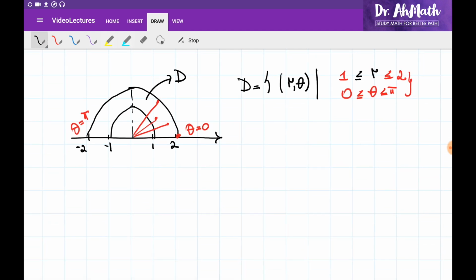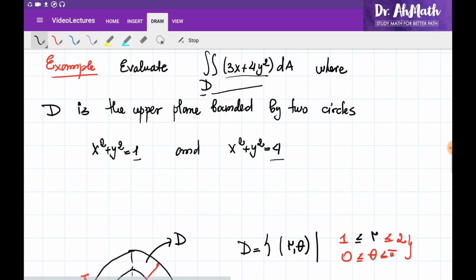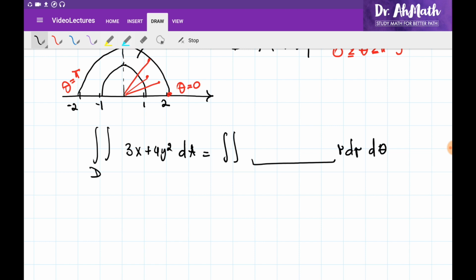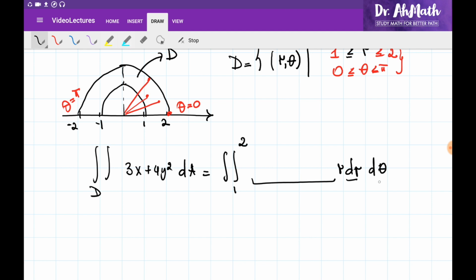Then we just need to use the double integration formula in polar coordinates for 3x plus 4y squared. The double integration of 3x plus 4y squared dA over the region D would be the double integration in polar coordinates of this function multiplied by r dr d theta. So if I integrate first with respect to r, it would change from 1 to 2. Then integrating with respect to theta, it would change from 0 to pi.